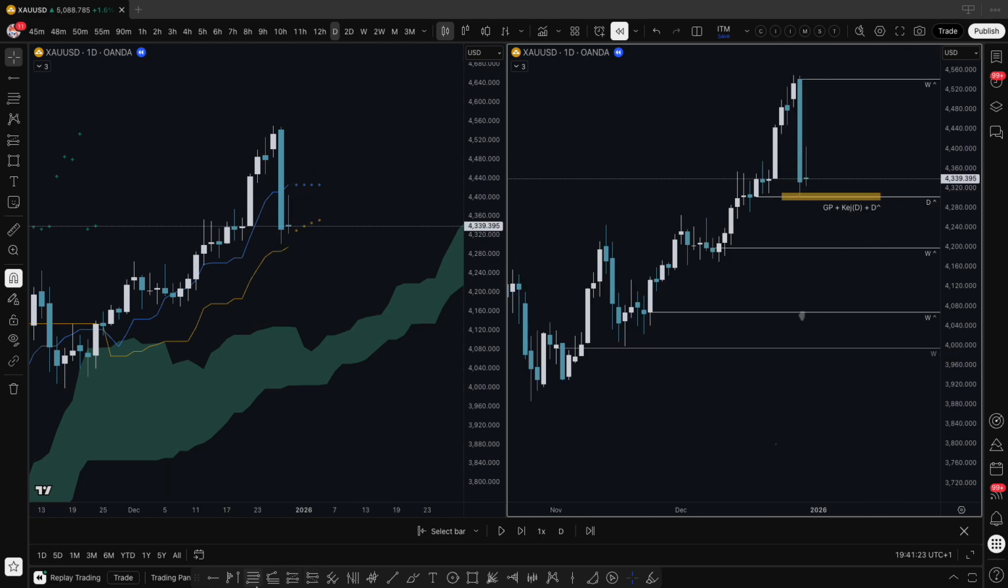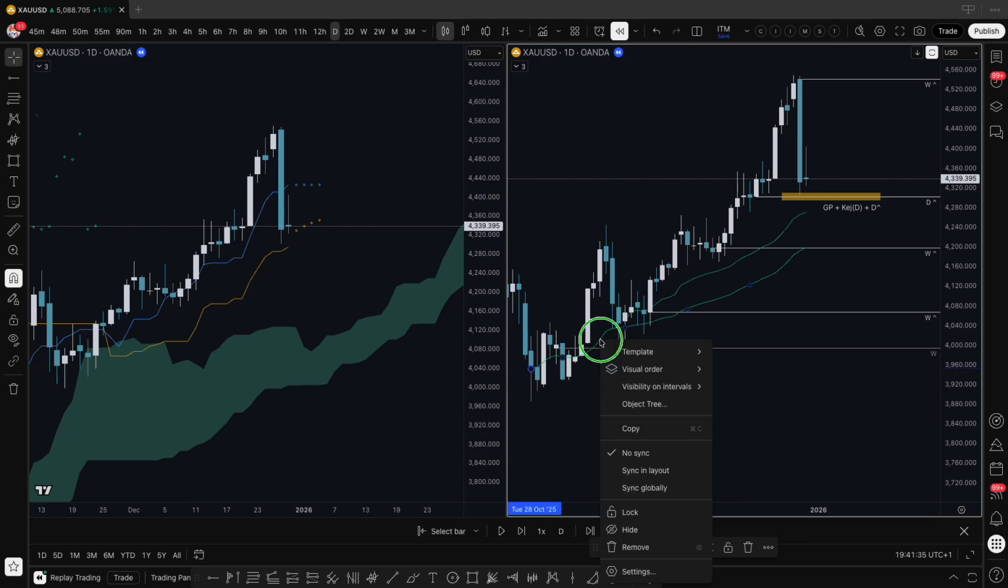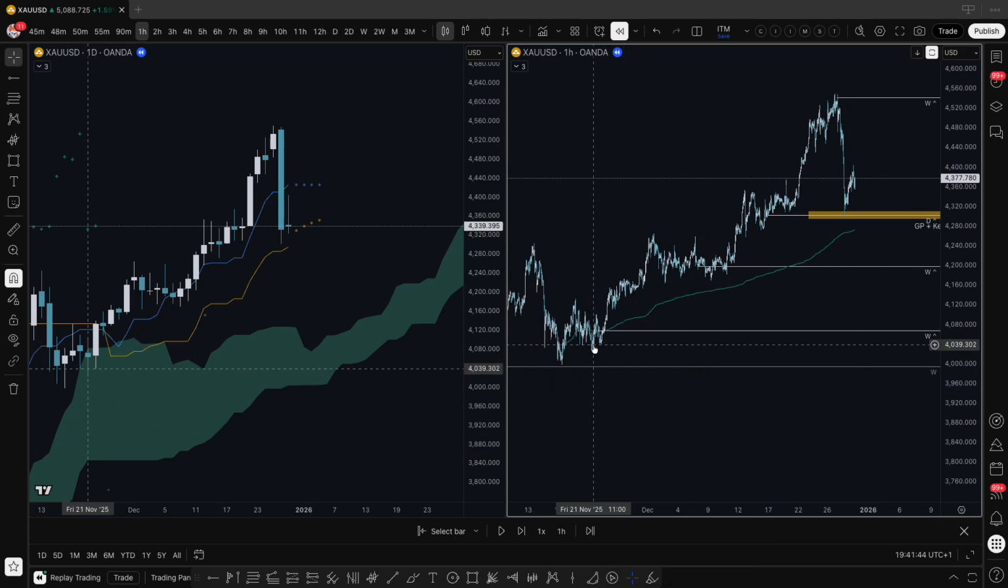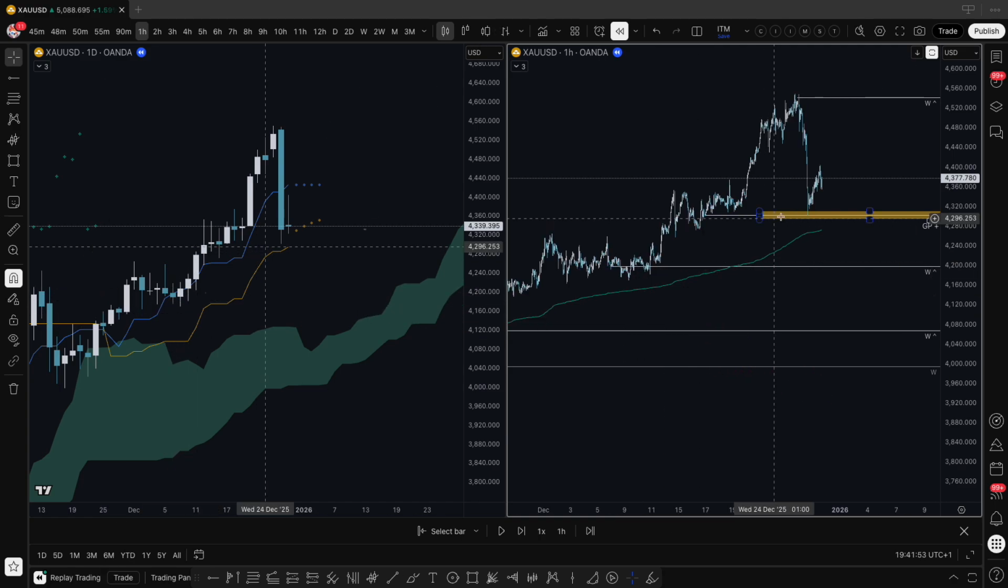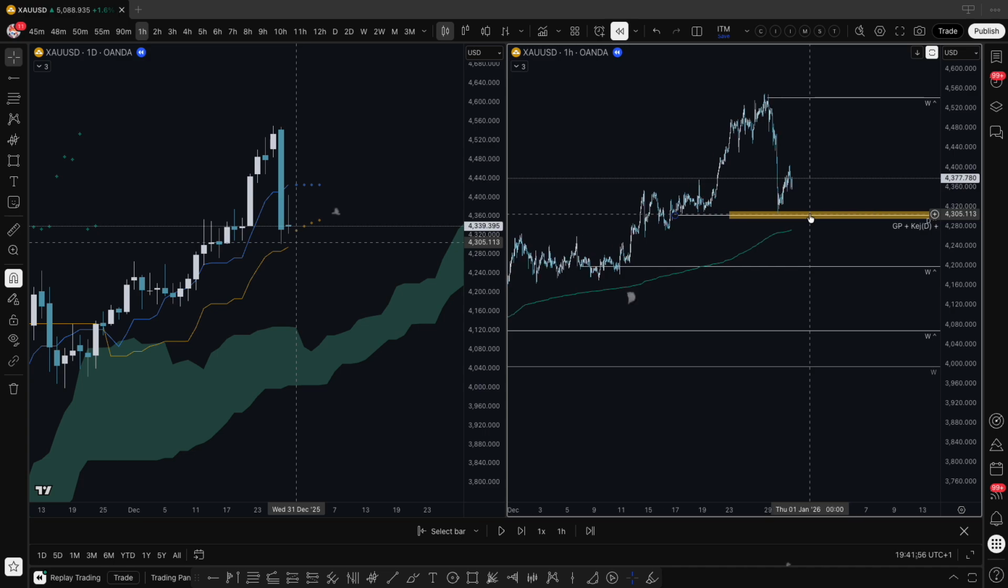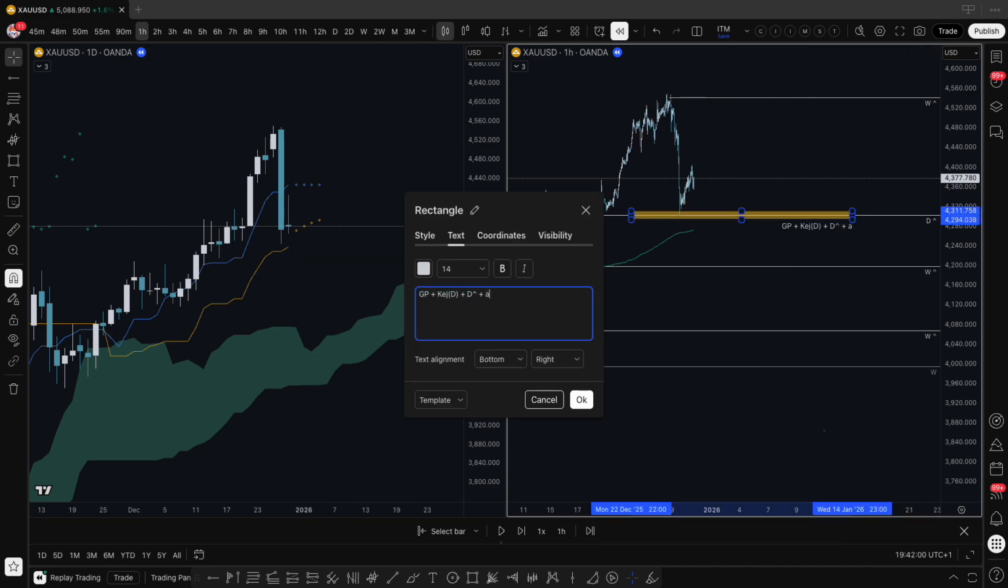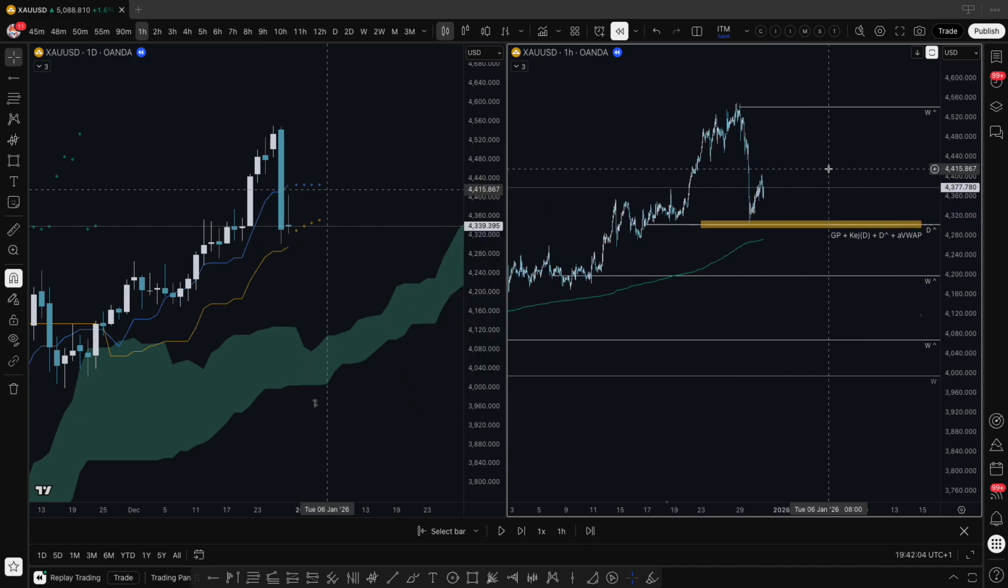Let's also check anchored VWAP. Let's check it from our low. Nope. From here, almost there. So we can clearly see that anchored VWAP almost acts as support here, and we are actually nearby. So we can also add anchored VWAP. It's our fourth confluence.